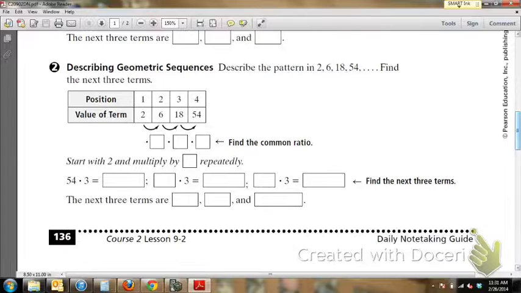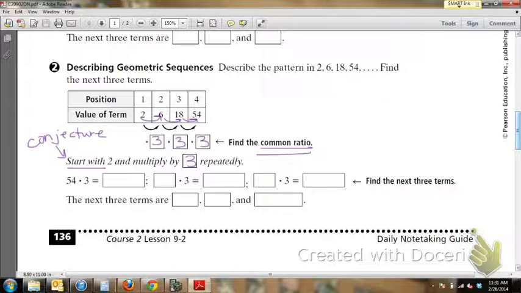Now a geometric sequence, this time we're going to do multiplying or dividing. So take a look here, from 2 to 6, it looks like we multiplied by 3. 6 to 18 is also multiplied by 3, and 18 to 54 is also multiplied by 3. So that's your common ratio. So the conjecture is that you're going to start with the number 2 and multiply by 3 repeatedly.